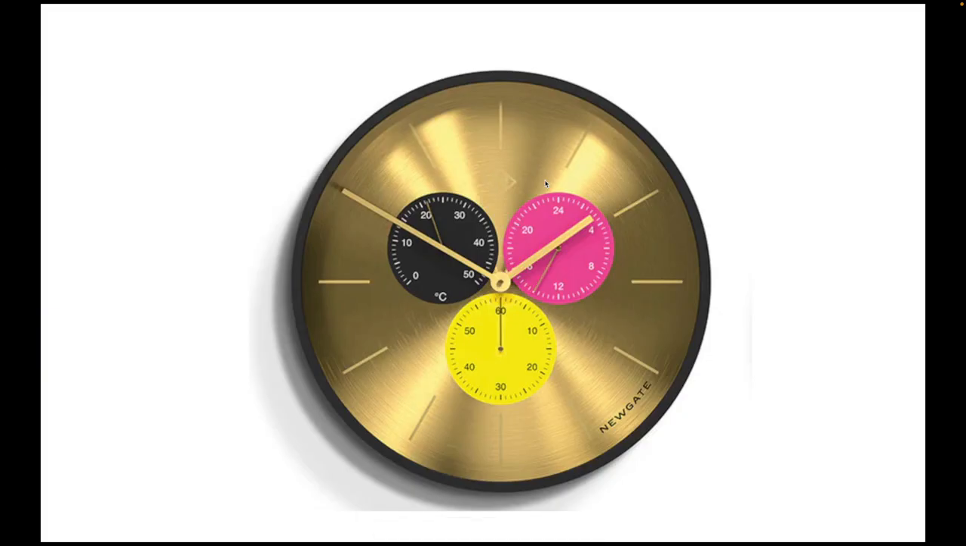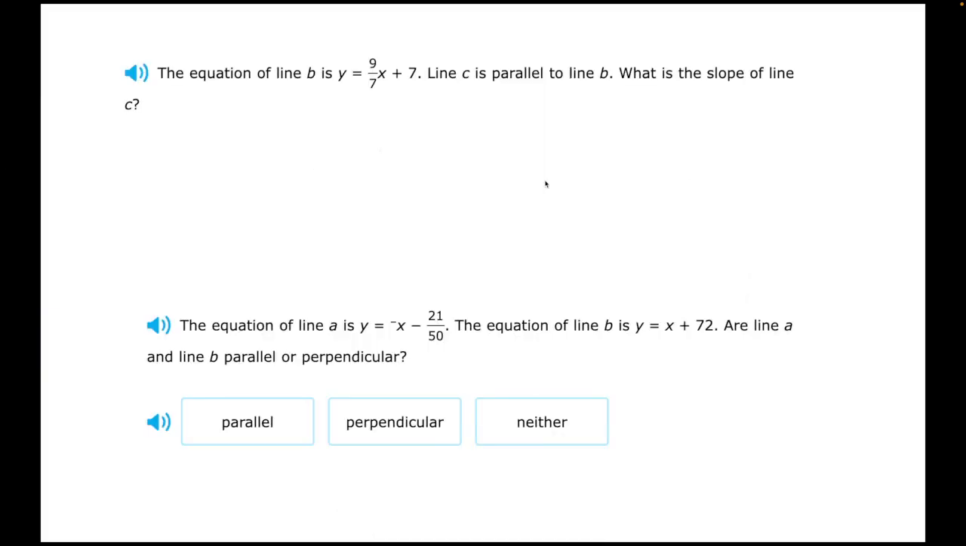All right, here's our cool clock for today, which means that it's time for you to practice. Go ahead and try these two problems on your own, and when you're ready, you can unpause the video and we'll check your answers.